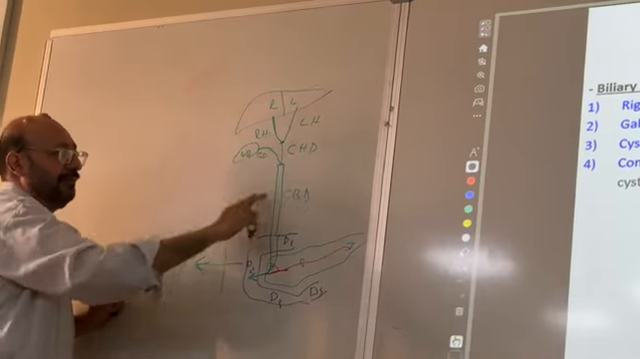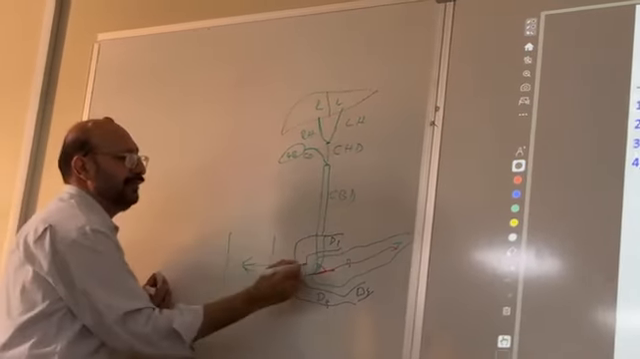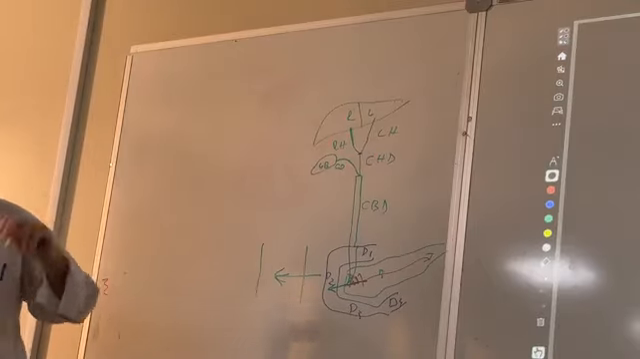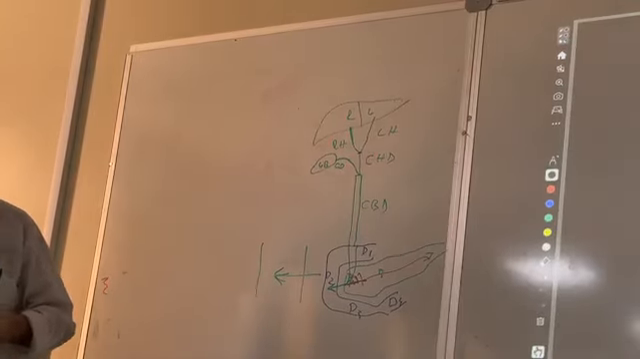There is no valve until we reach this region. There is a thickening of muscles, known as the sphincter of Oddi. The sphincter of Oddi is here. This is the overview for all the lecture today.